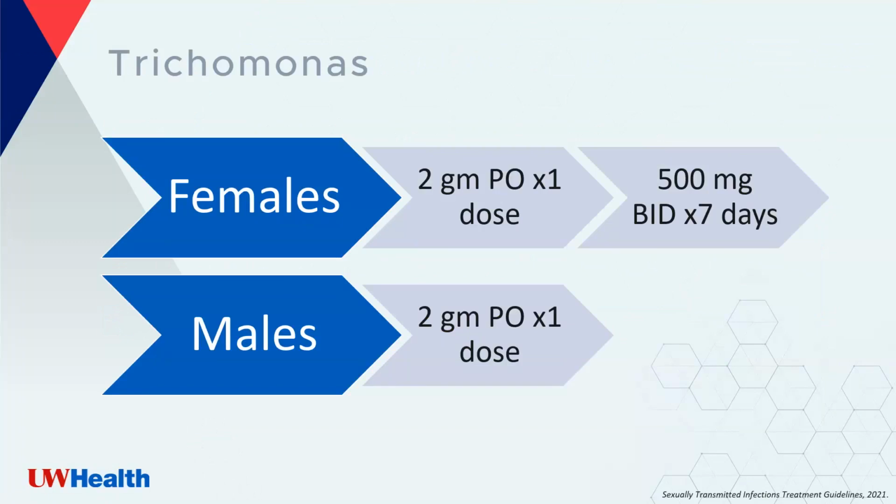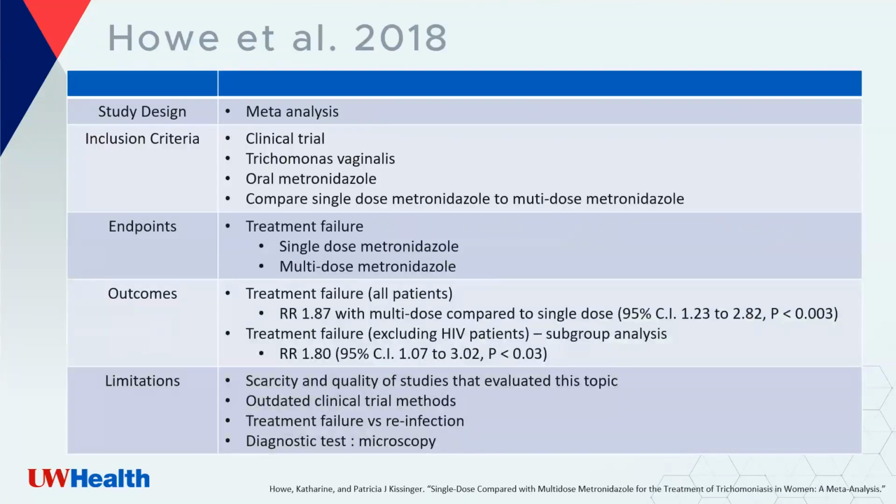So prior to the guideline update, it was recommended that both were on 2 grams times 1 dose, and then it got changed to females should be on 500 milligrams twice a day dosing. This change occurred from a study done by Howe et al., which was a meta-analysis that included 6 articles.